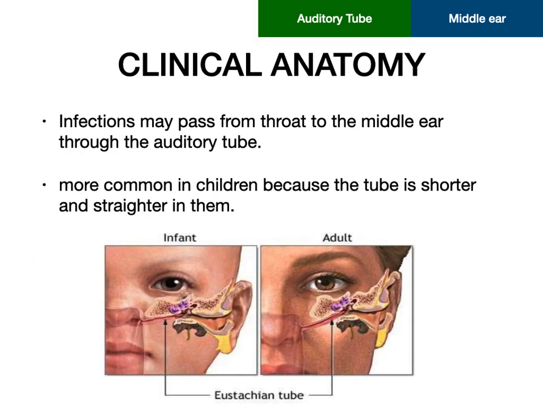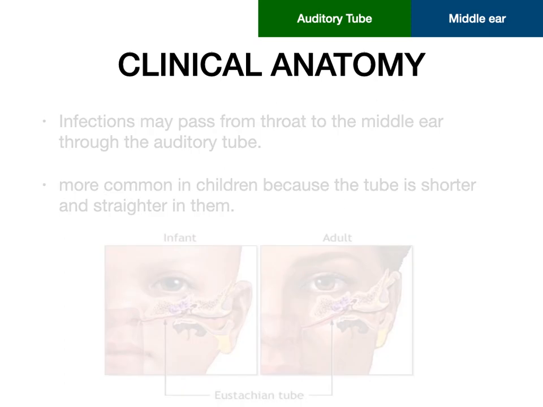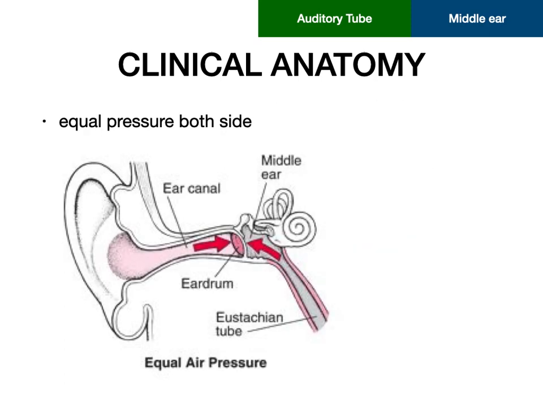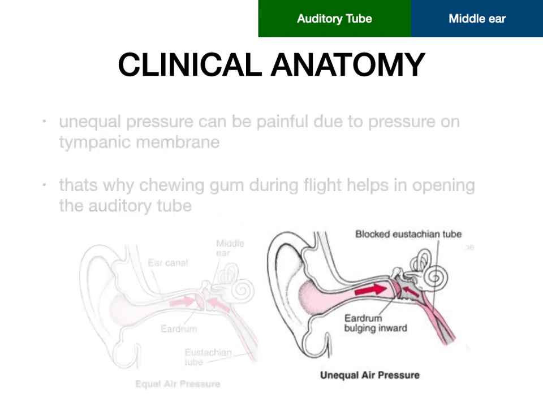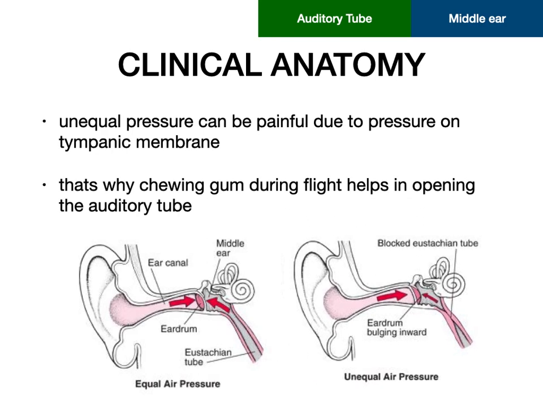Clinical aspect: infection may pass from the throat to the middle ear through the auditory tube, more commonly in children because the tube is shorter and straighter in them. It equalizes the pressure on both sides. There is unequal pressure on both sides in a common cold. In flight at height, air pressure is less, so unequal pressure can be painful due to the pressure on the tympanic membrane. That's why chewing gum during a flight helps in opening the auditory tube.